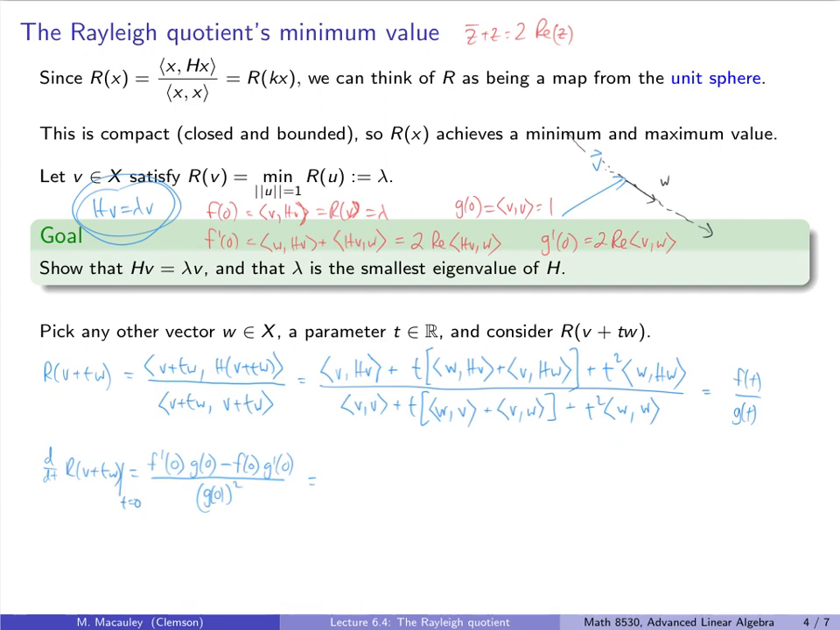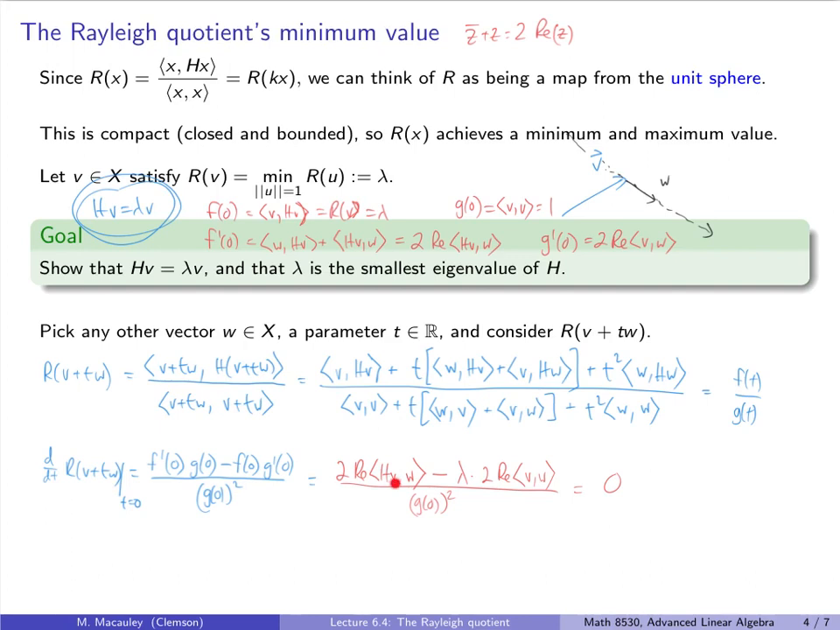Okay, so now we are ready to plug this back into here. And let's see how to do that. So this first term is going to be 2 times the real part times 1. So in other words, we get 2 times the real part of hv and w dot w times 1 minus f of 0, so that's lambda, times 2 times the real part of v dot w. So lambda times 2 real part of v dot w. And then over g of 0 squared, I don't really care about. I'm just going to leave it as g of 0 squared because we're setting this thing equal to 0. So we don't care about the denominator, just the numerator.